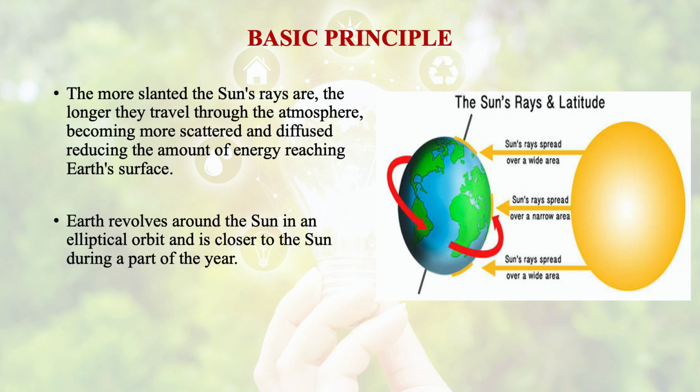Earth revolves around the sun in an elliptical orbit and is closer to the sun during a part of the year.